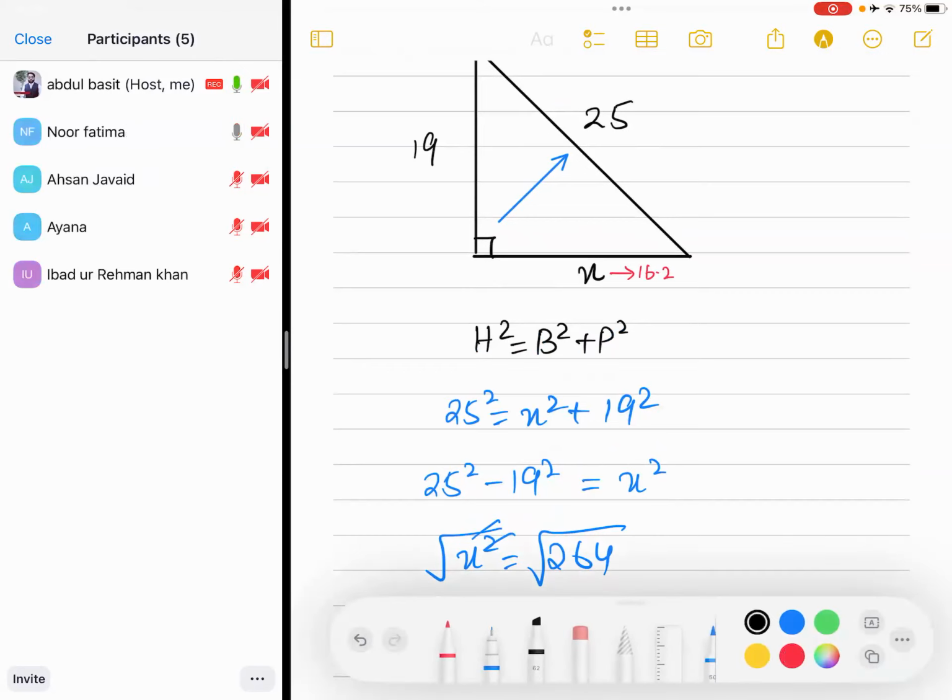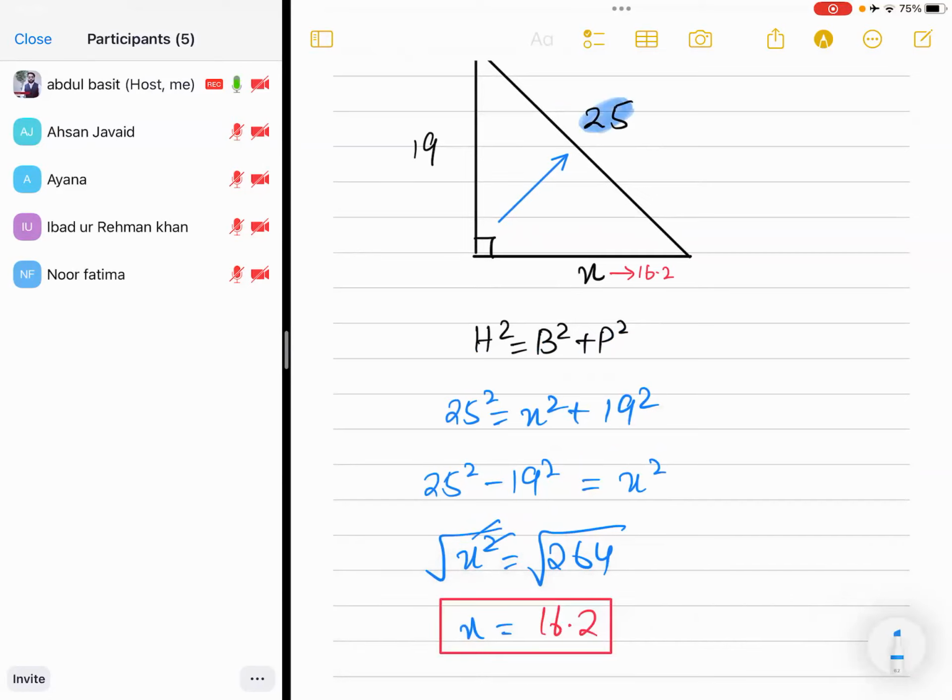Yes, sir. 16.2 is less than 25. Agree? Yes. So it means that the question is correct. If your answer is greater than 25, it means that you have made some mistake, because it can't be greater than 25. We said it very clearly when we started right angle triangles that the hypotenuse is the longest side of the triangle. Agree?